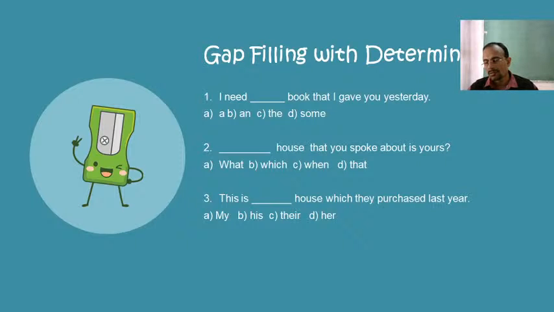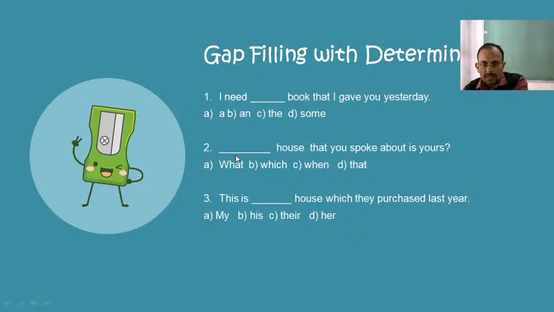Both are important, but from determiners we will give you only gap filling. This is the type of question that I shall give you. For example, "I need dash book that I gave you yesterday." The options are a and the. It should be "I need the book." The will be the correct option. So, I need the book that I gave you yesterday.